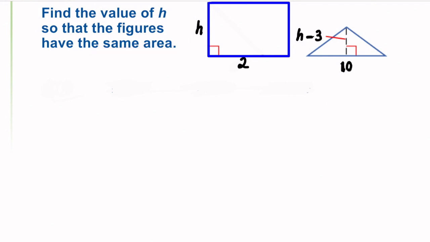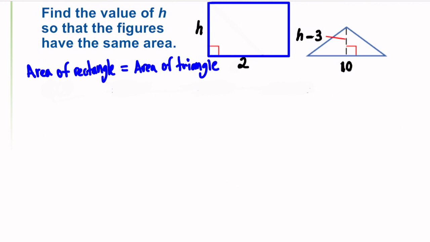So let's start by creating an equation. I want the area of the rectangle to equal the area of the triangle. For this we need to remember the formulas of these two shapes. For the rectangle or a square, you always have the base times the length, and for the triangle, it's 1/2 times the base times the height.